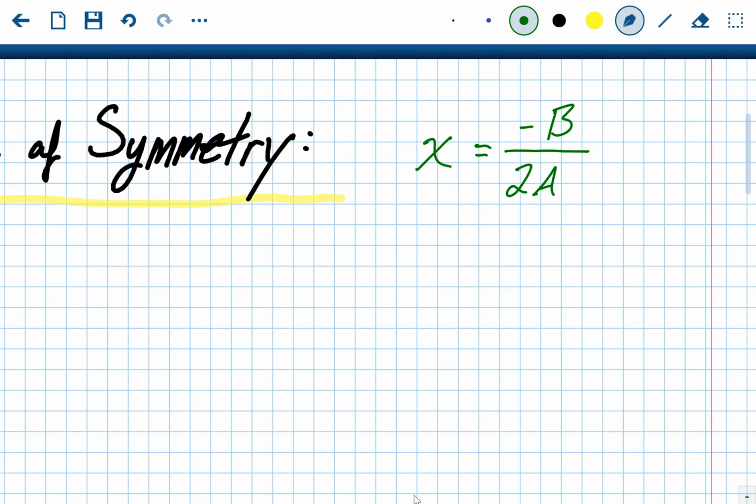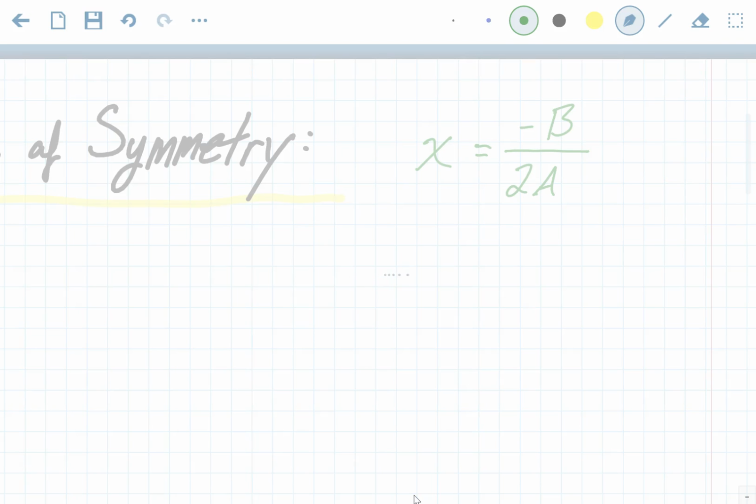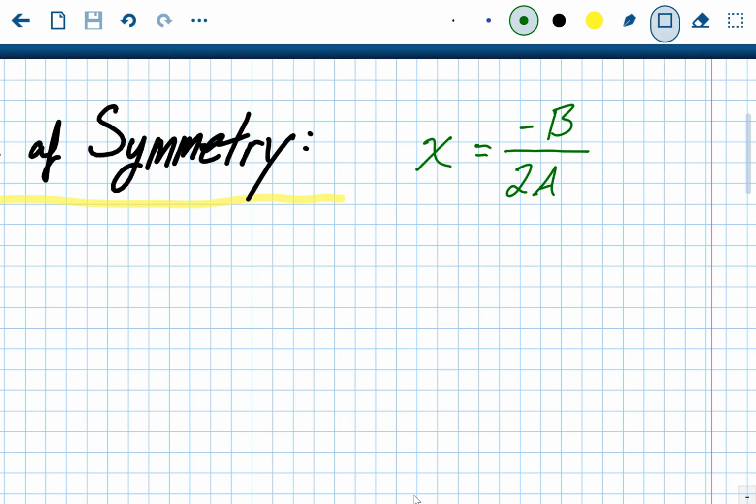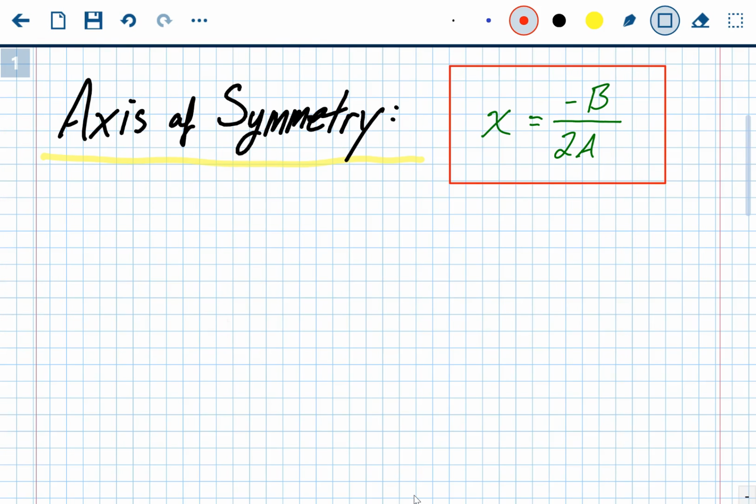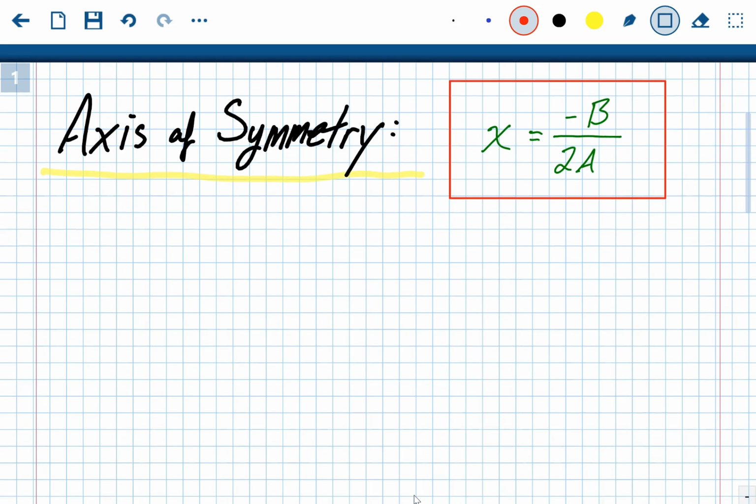So if your b value is negative, make it positive. If it's positive, make it negative. The opposite of b over 2a. Now for the regular class and for both classes, I don't prove that. I don't say why. I do have a video on my channel that has a proof of why it's negative b over 2a. If you want to watch it, search axis of symmetry proof.